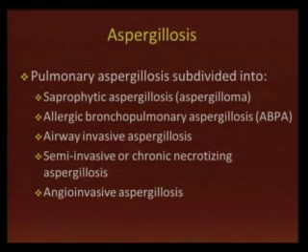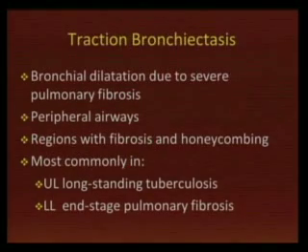Just to remind you, there are 5 different types of aspergillosis. ABPA is one of them, but probably the most common type is the aspergilloma, which is the saprophytic aspergillosis, the invasion of any pre-existing cavity. For instance, if we have a patient with a previous cavity because of TB and there is a fungal infection, that is called aspergilloma. Other types of aspergillosis are airway disease, semi-invasive or chronic necrotizing aspergillosis, and angio-invasive aspergillosis.